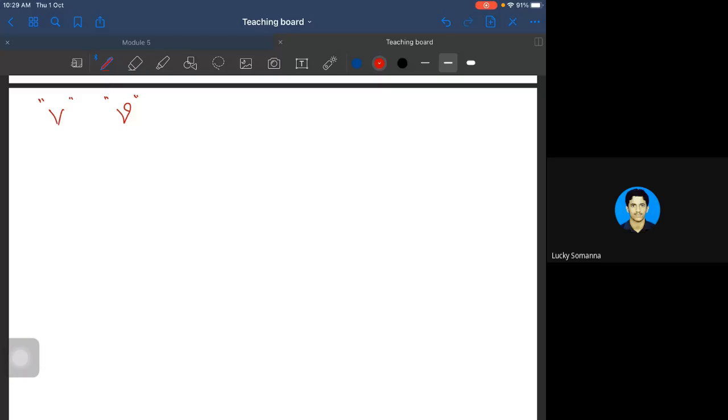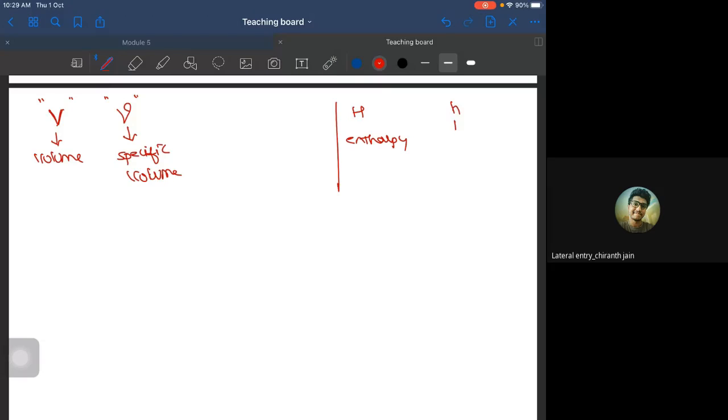Volume. Okay, both are volumes. Specific volume and the intensive property. Capital V is just volume, whereas the small v is the specific volume. So capital V is volume and small v is the specific volume. Similarly, it goes with the other parameters also. Capital H is enthalpy, and small h is your specific enthalpy.